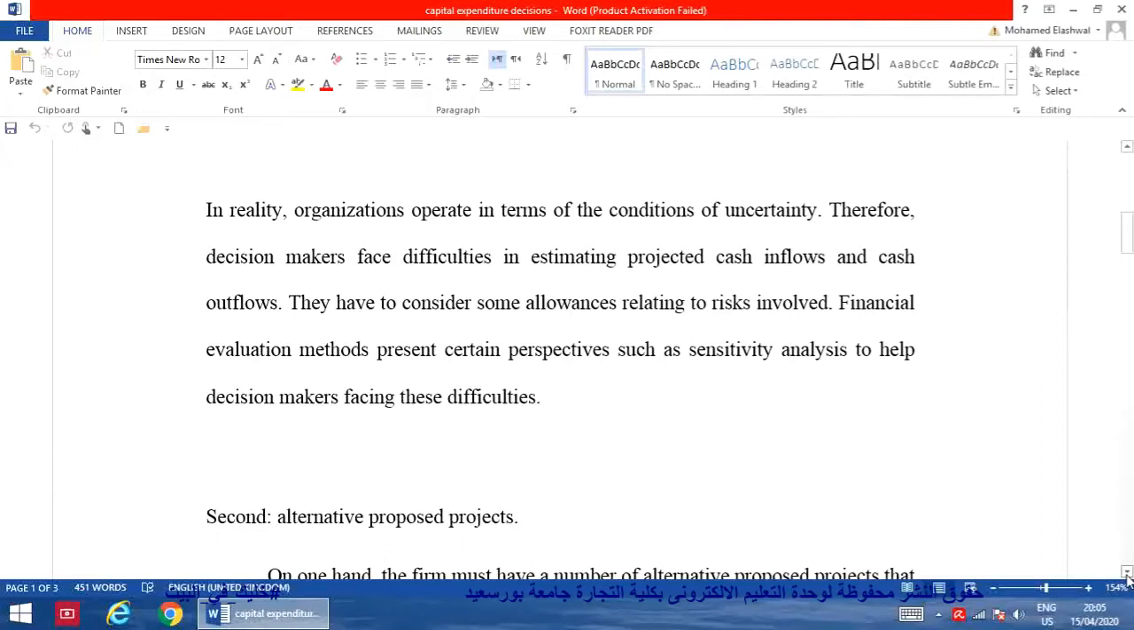In reality, organizations operate in conditions of uncertainty. When we make predictions for the future, we face conditions of uncertainty. So we need to have methods that help us to face this uncertainty: sensitivity analysis or what-if analysis. These help decision makers facing these difficulties.